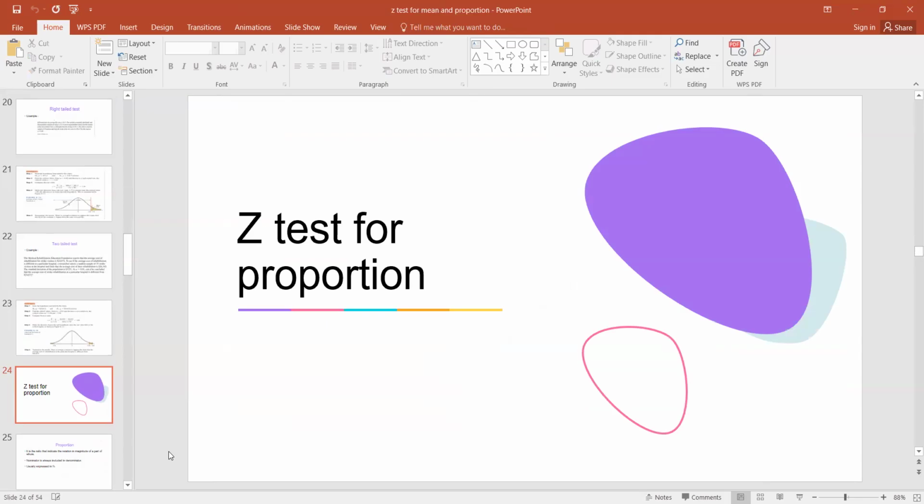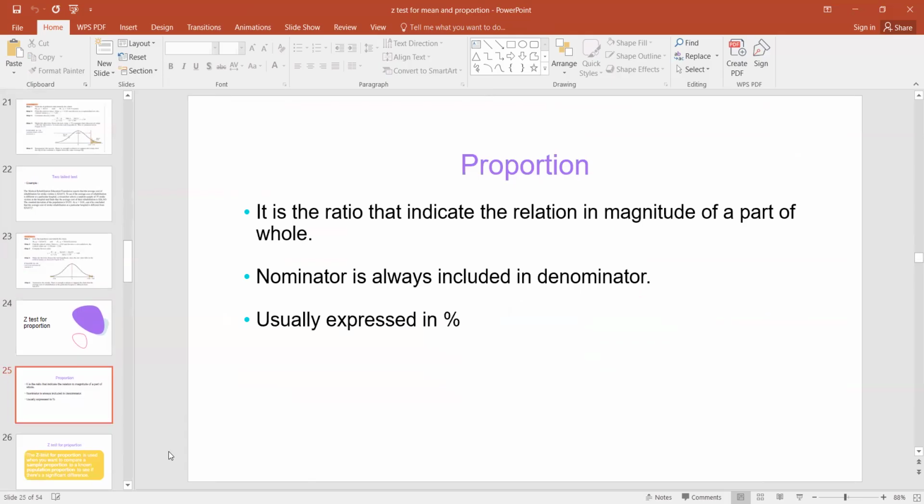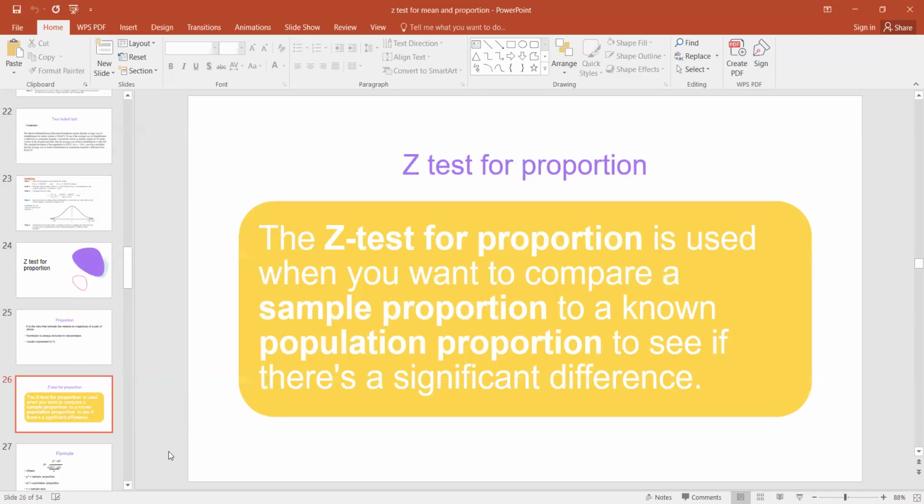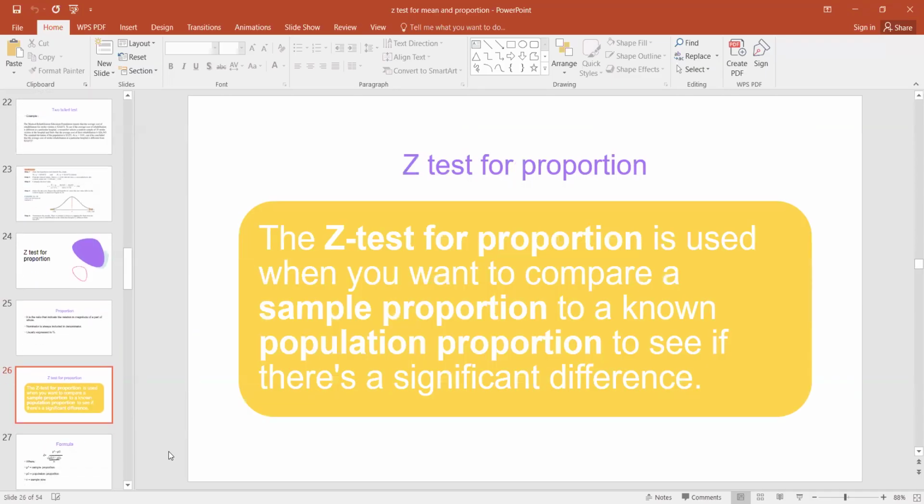Now come to the Z test for proportion. Proportion is the ratio that indicates the relation in magnitude of a part to the whole. The numerator is always included in the denominator, usually expressed as a percentage. The Z-test for proportion is used when you want to compare a sample proportion to a known population proportion to see if there is a significant difference.